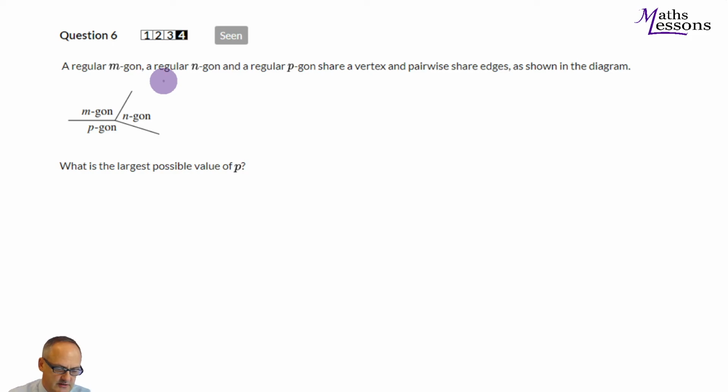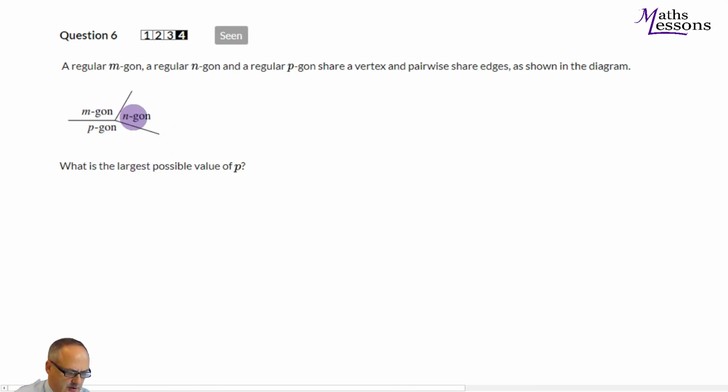Okay, we have a regular m-gon, a regular n-gon and a regular p-gon that share a vertex and pairwise share edges as shown. So pairwise means the n-gon and the p-gon share this edge here and so on. Now find the largest value of p. So what we want to do is to find regular polygons where the angles add up to just more than 180. What's the lowest number that we can get to more than 180?